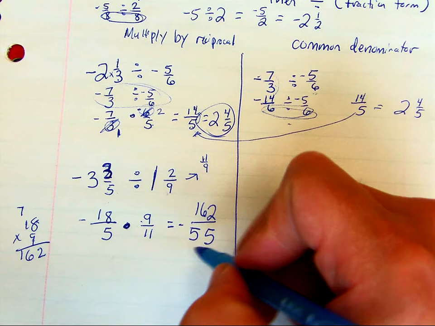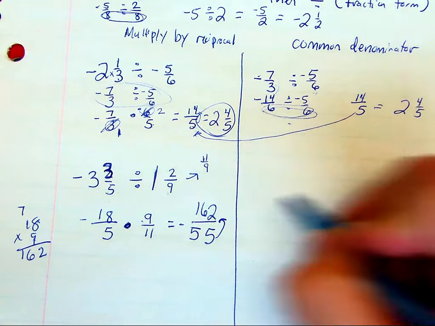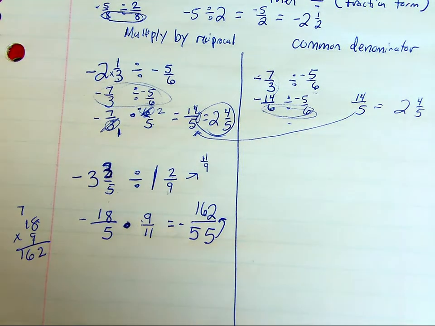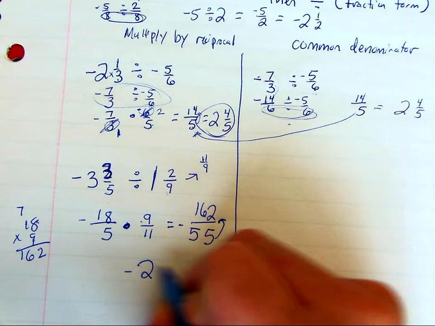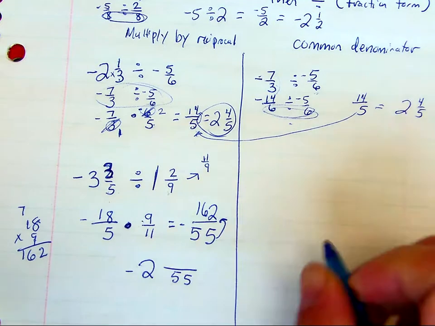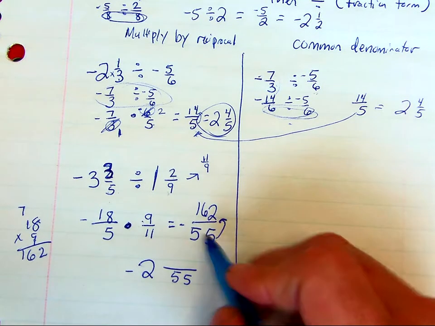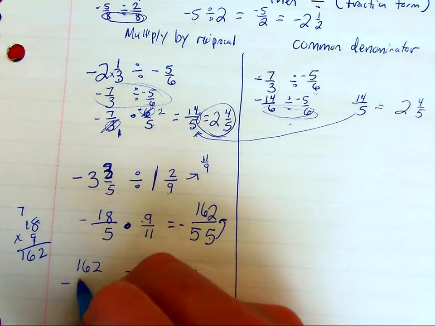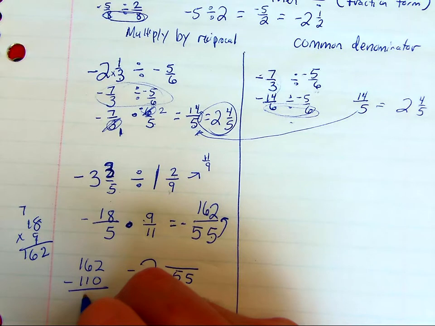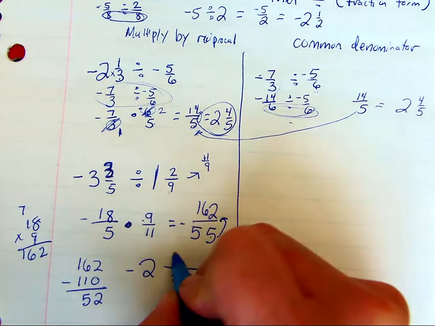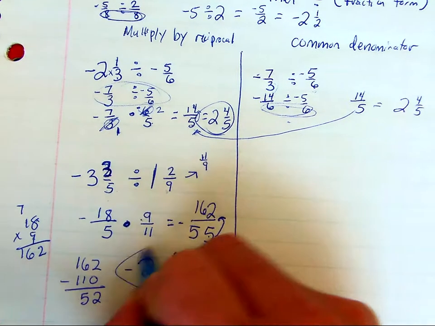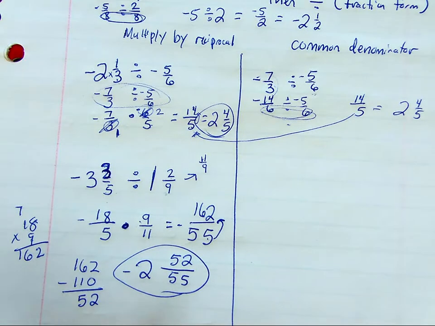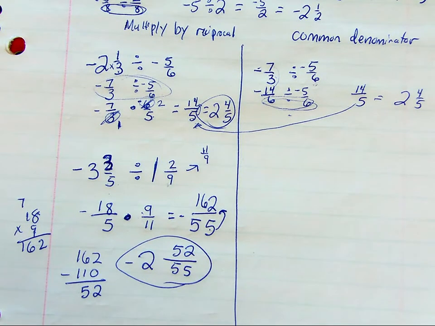And then I got to see how many times 55 can go into 162. Anybody know how many times that's going to go? Yes, sir? Yep. Twice. And it's a negative 2. We got 55 on the bottom. That's going to be 110. So 162 minus 110 is going to be 52. So that's one way you could do this. This one's not super nice to do with the common denominator, but you could do it.